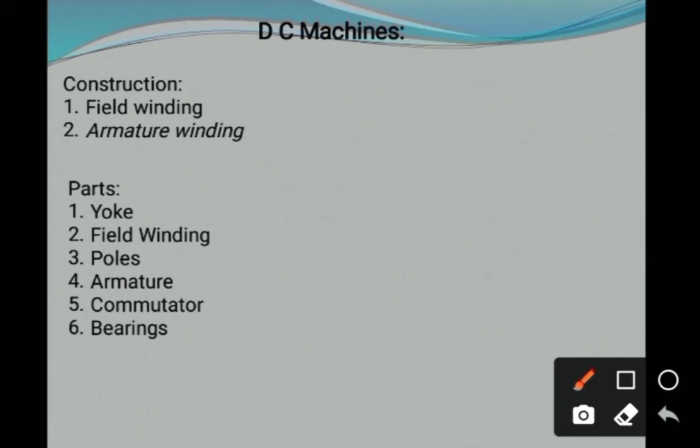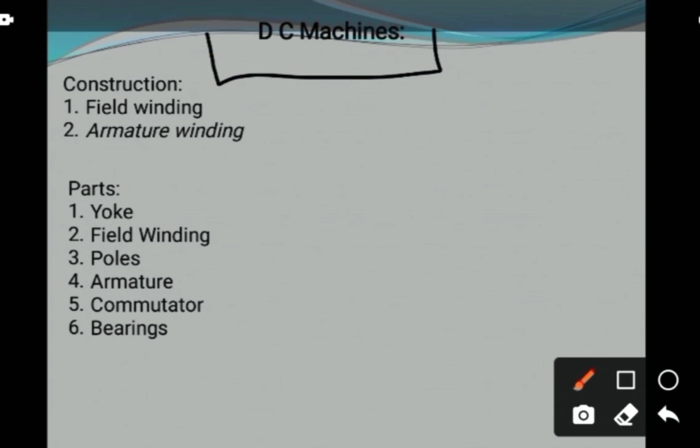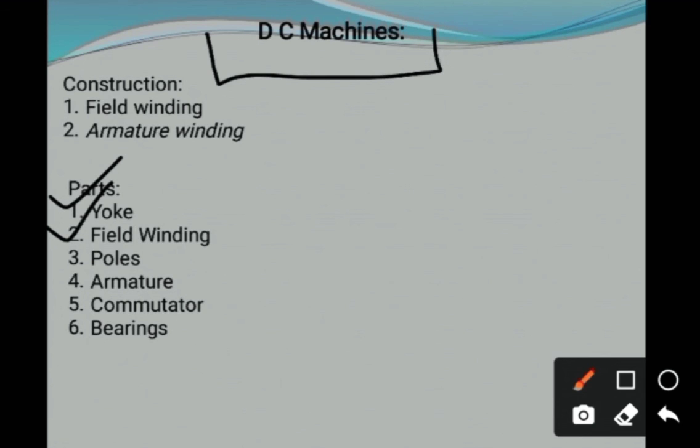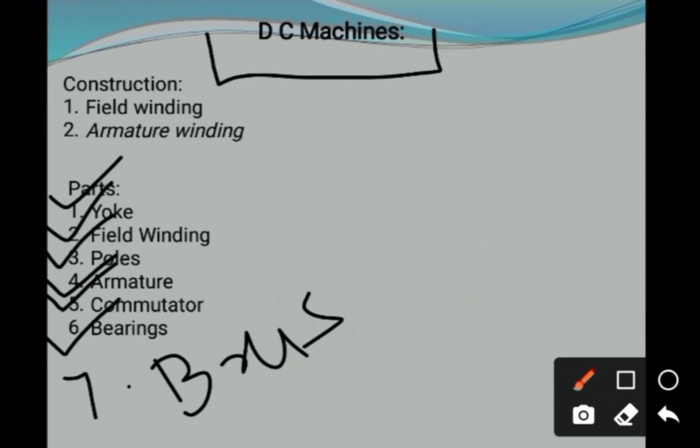Now we will see the construction of DC motor. DC motor consists of different parts. First part is yoke, next field winding, third poles and pole shoes, fourth armature and armature winding, next commutator, next bearings, and last one is brushes. In the next slide we will see the function and construction of each part.